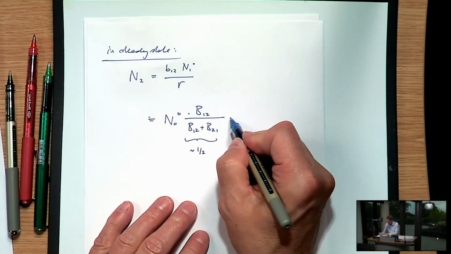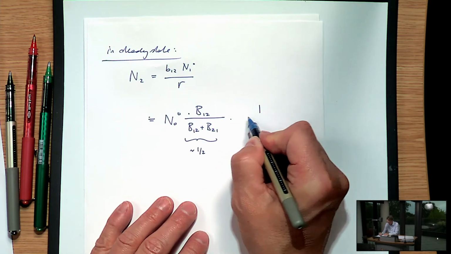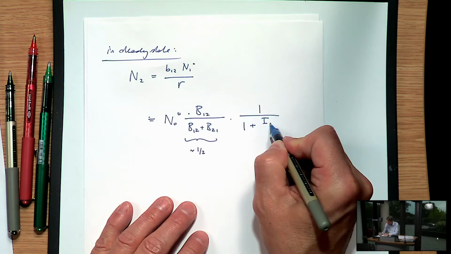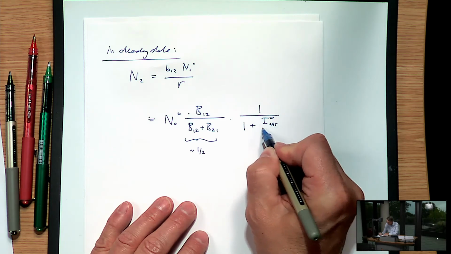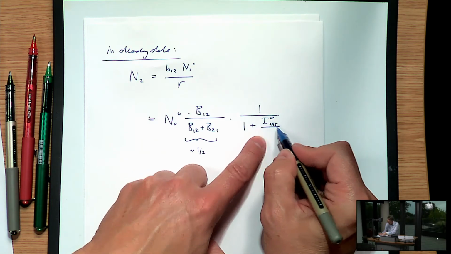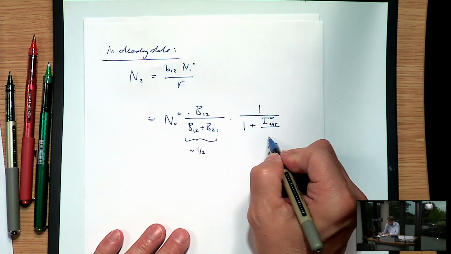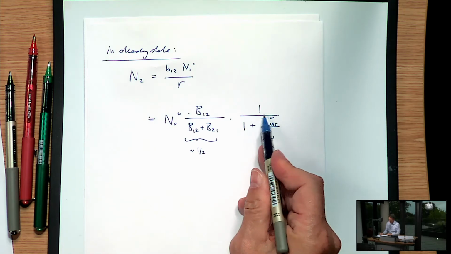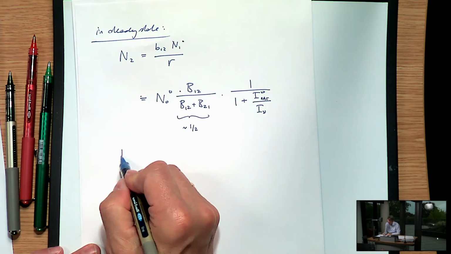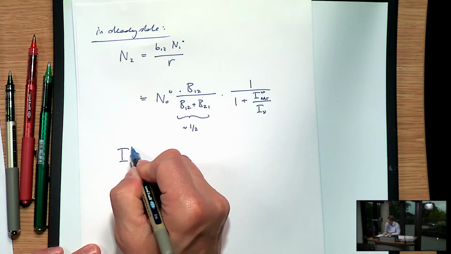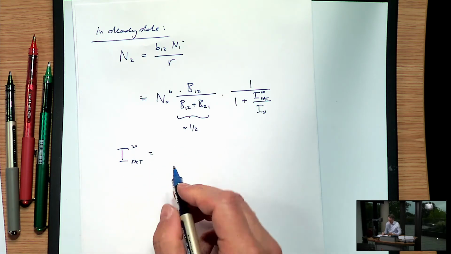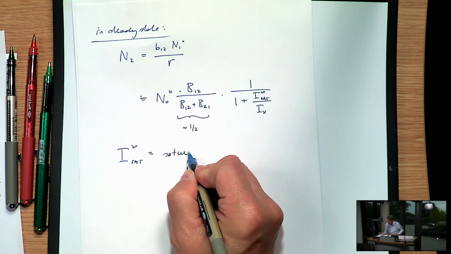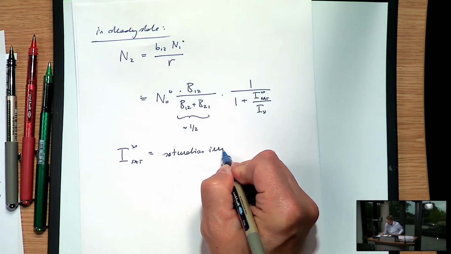Because they're similar in size, times 1 over 1 plus I over I sat. So this is the irradiance. It's called the I nu. So I nu is the irradiance of the input power, and I sat is called the saturation irradiance or intensity.